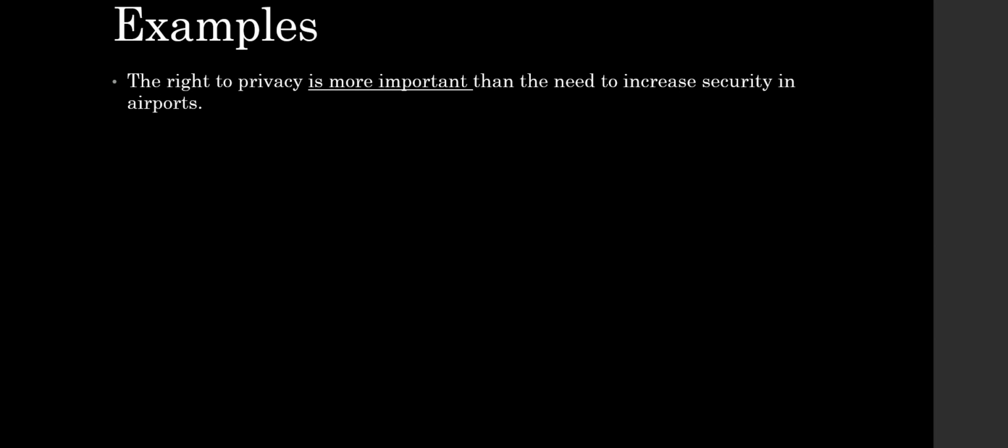The next example says, the right to privacy is more important than the need to increase security in airports. Again, we can identify this as a claim of value because of the phrase more important. We can also identify this as a debatable topic because we could agree or disagree with this. Someone could easily argue that privacy trumps security, or security trumps privacy.